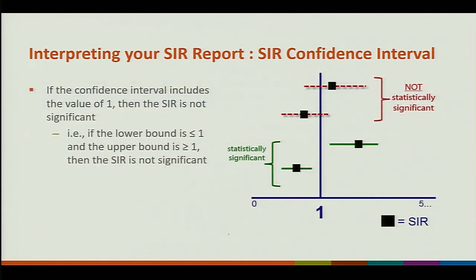Let's look at this in a graphical form. The lines in red represent the confidence intervals that include the value of 1, which makes them not statistically significant. However, the lines in green that exclude the value of 1 are statistically significant.